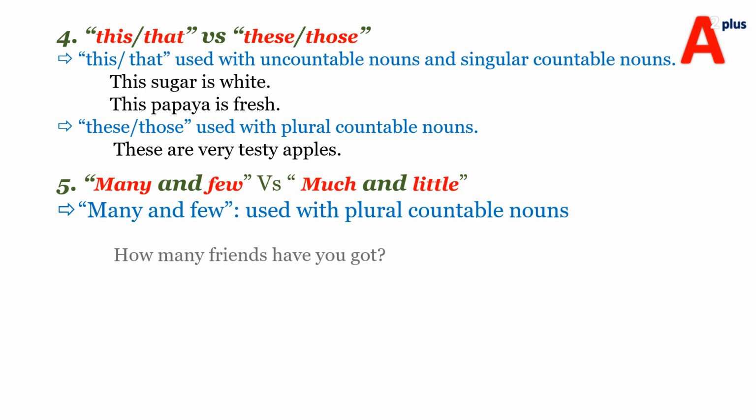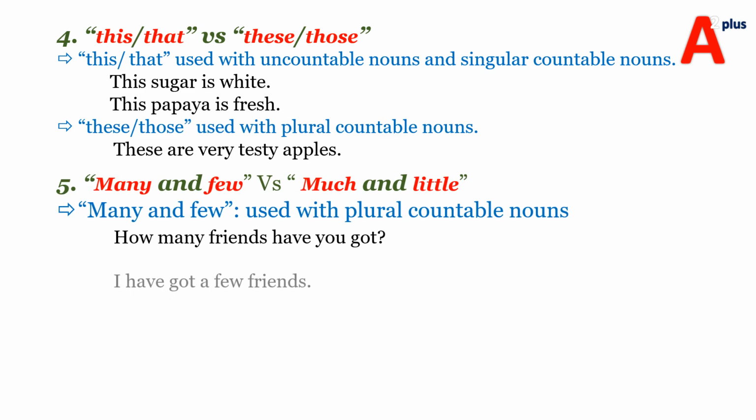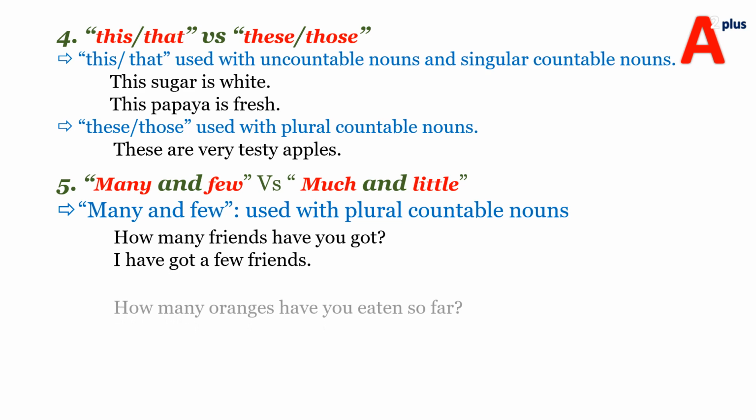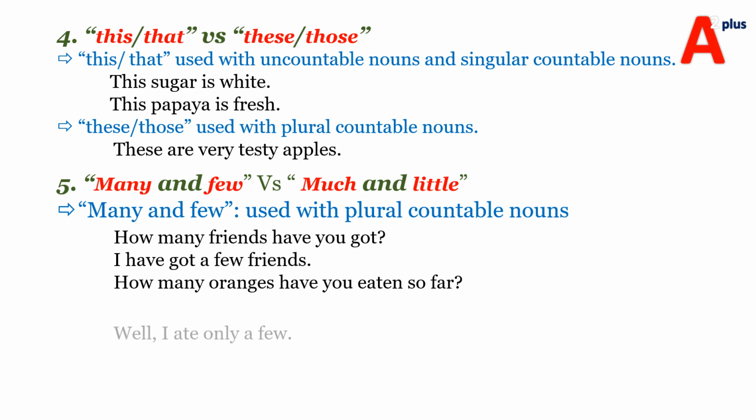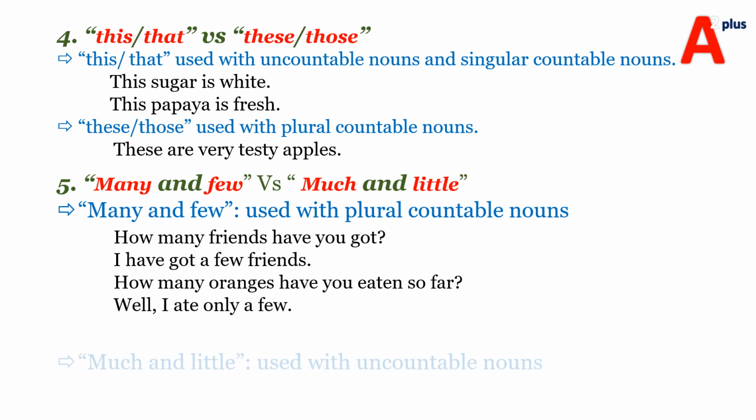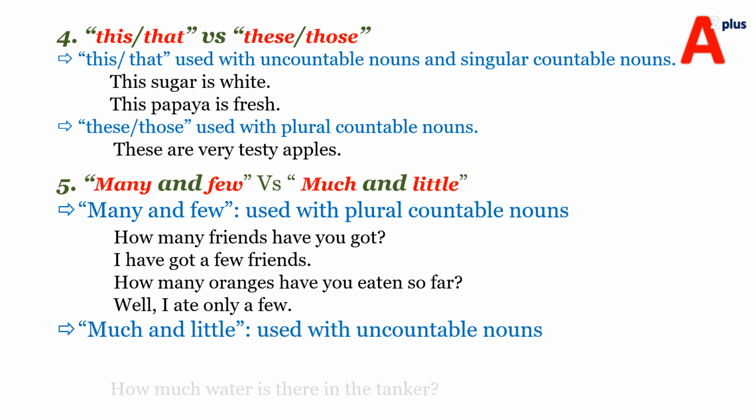These, those. Even the pronunciation is different. These, those. From that of this and that. And these and those are used with plural countable nouns, and they are usually paired with are. These are very tasty apples.